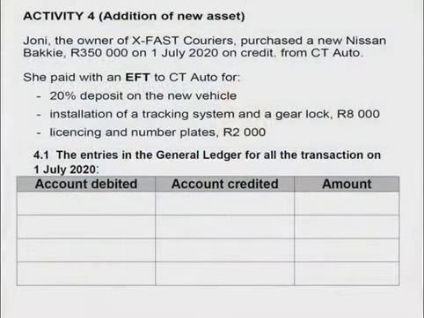How do we record it on, let's say, the accounting equation, or maybe just for account debit and account credit? So for that, we just need to go to activity number 4 in your workbook, that is on page 7. Okay, so what they have on page 7 is where the owner is actually buying a Nissan bakkie, and the cost price of the bakkie is 350,000.